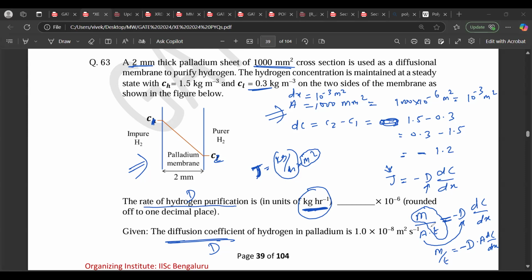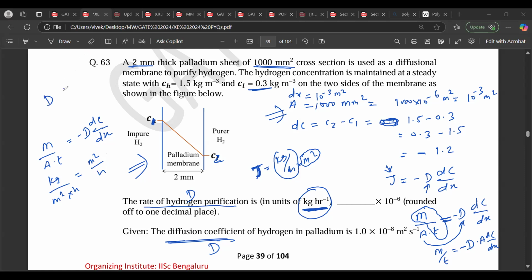Guys, it's very important. Otherwise you cannot find out m by t, you will say only J, and you will not use A to multiply it. That's the first thing. Second, does it dimensionally make sense? So let's see. Your m by At equals minus D dC by dx. It's a very easy question, only play with units, nothing else. So your m by At is kg per meter square into hour. I'm assuming everything is in hour here, and your D is meter square per hour. How did I know? You have to know, guys. Meter square per second is the unit.